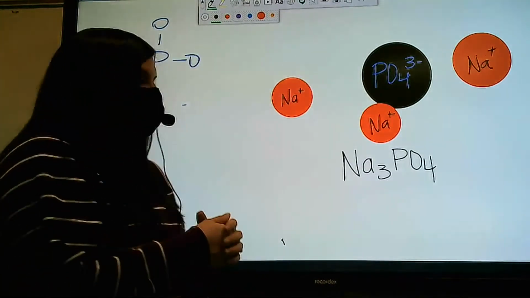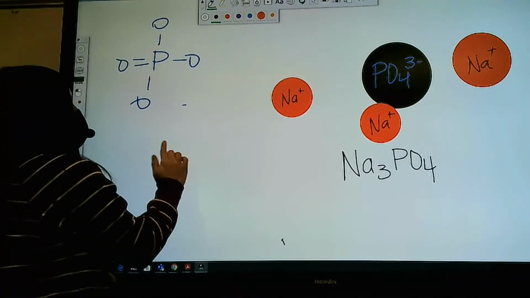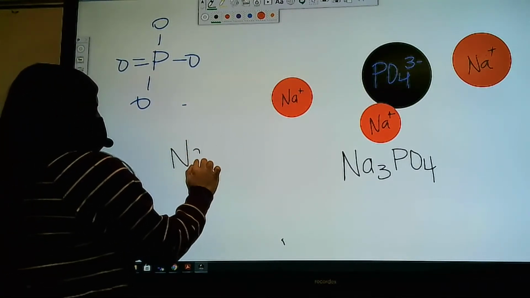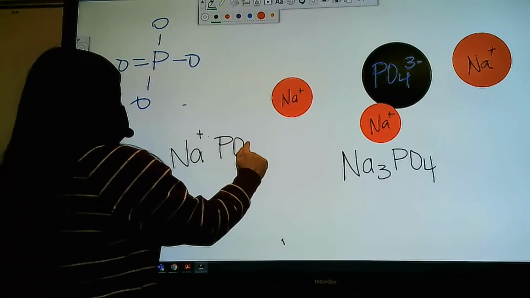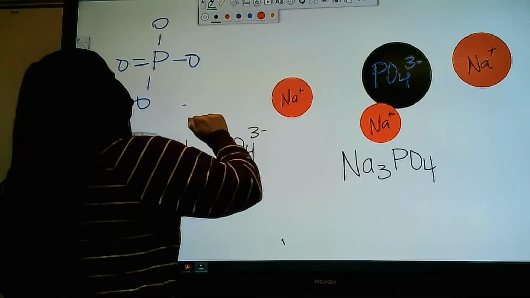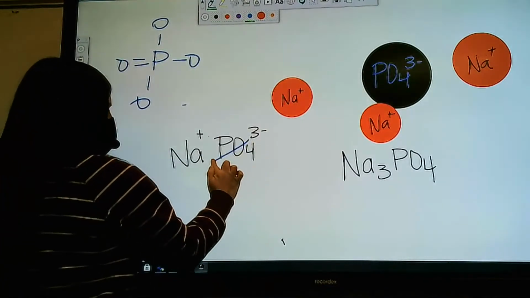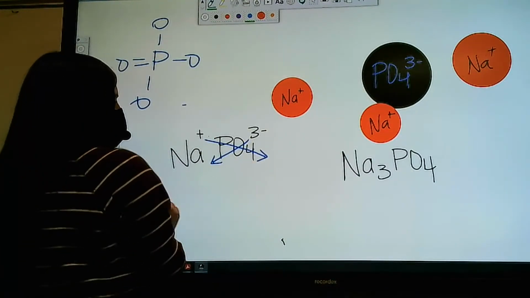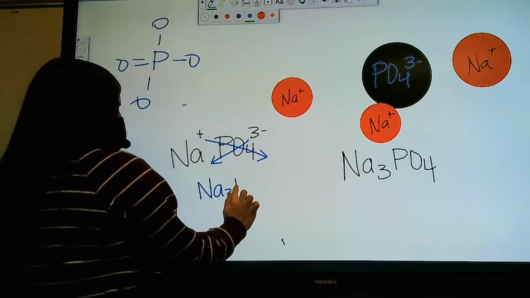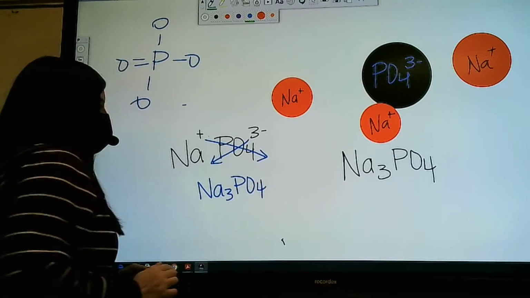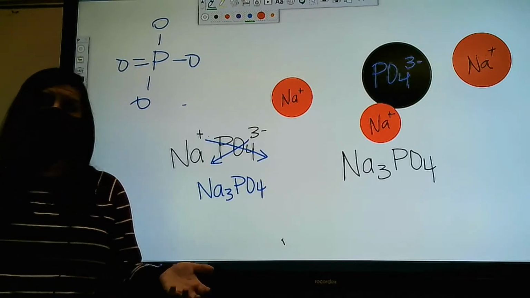Our crisscross method here, we can do the same thing. On this side of my screen, I'm just going to use this crisscross method to show you what we already did. We have 1 sodium, and then we have phosphate, and we looked up that it was PO4 3 minus. So we are going to crisscross our charges to get our formula, just like we did before. And so we still get that same answer of Na3PO4. Since we only have 1 phosphate, we don't have to use parentheses in this example.